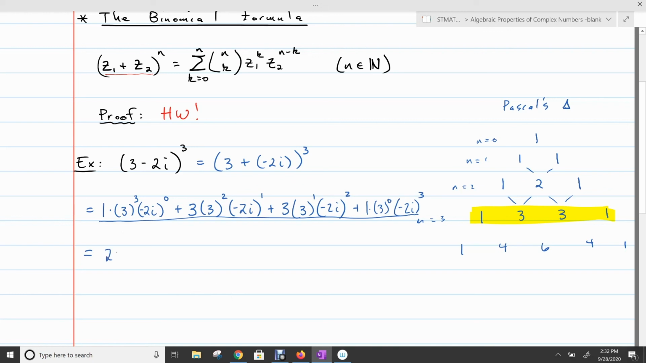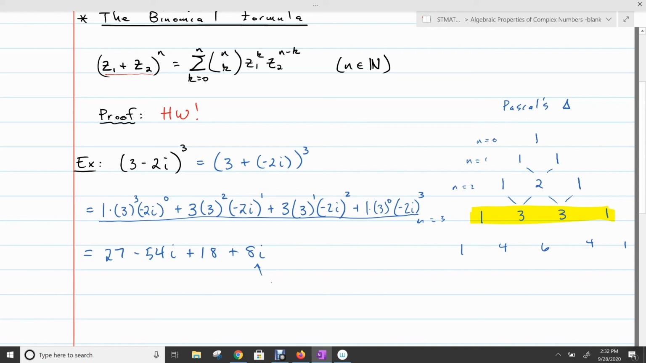So you'd have 27 from the first term. Let's see, you got 27 times negative 2, so negative 54i from that second bit. And then you're going to have plus 3 times 3 times 2, 18, since you get an i squared in that third term. So you just end up with 3 times 3 times positive 2. And then on the last one, you have negative 8 times i cubed, so that'd be positive 8i.